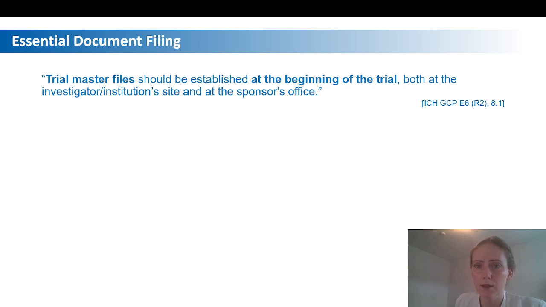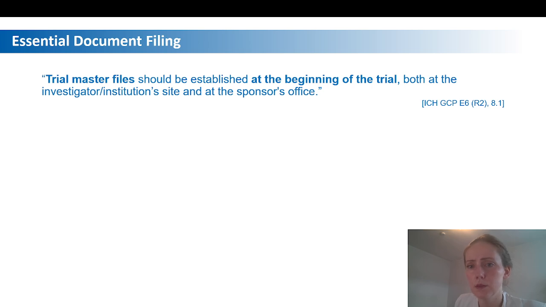Now that we have seen what documents are essential to a trial and need to be maintained, we also need to know where they are expected to be filed. We learned that there is a collective amount of essential documents that is needed in a trial to document proper trial conduct and allow assessment of data quality. Filing systems have to be established both at the trial site and sponsor's office to ensure that the documents are securely kept and readily available at all times.